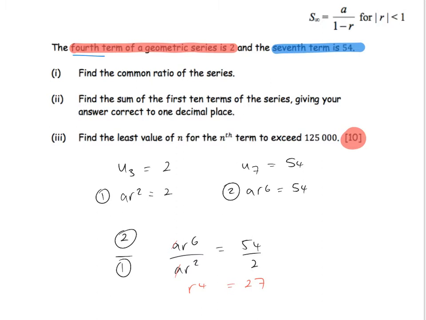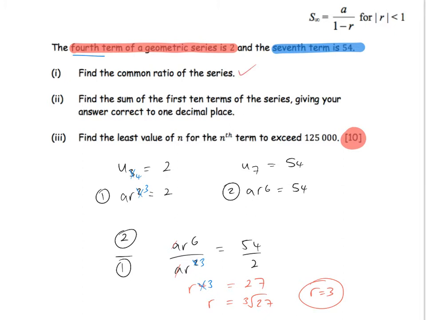I think I just started to solve it straight away. So that should be AR to the 4. So that should be AR cubed. That should be AR cubed. So that should be R cubed. Okay? So then taking that over would give me R is equal to the cube root of 27. So R is equal to 3. So I found the common ratio of the series.